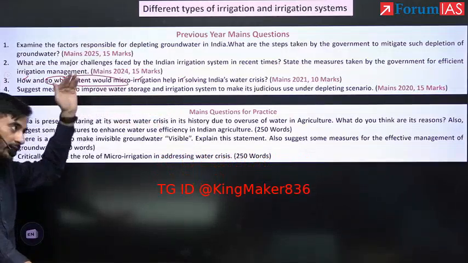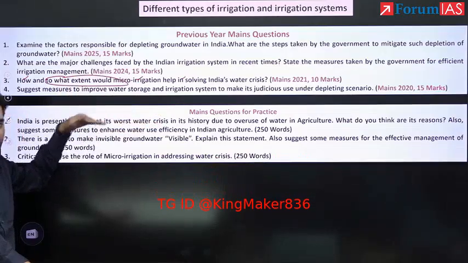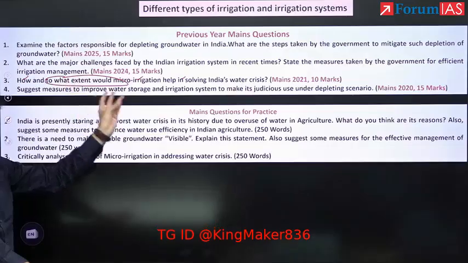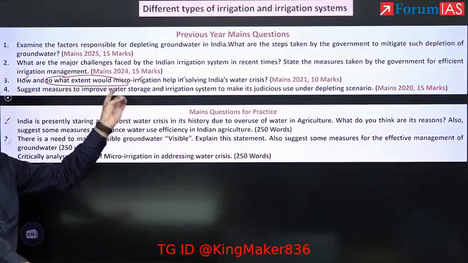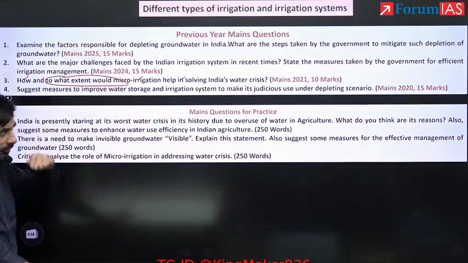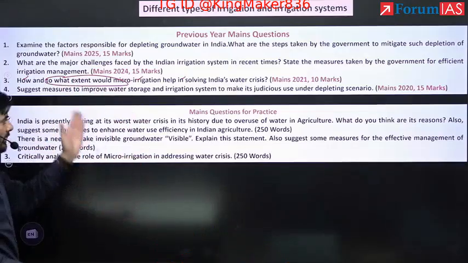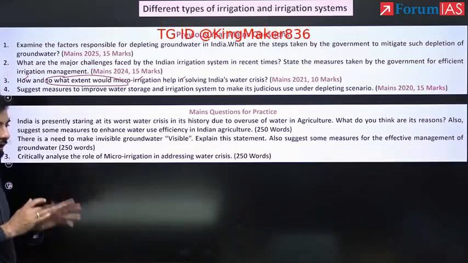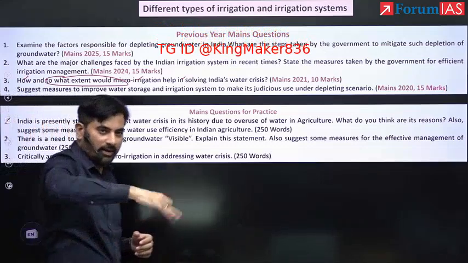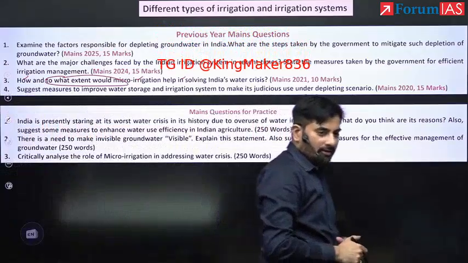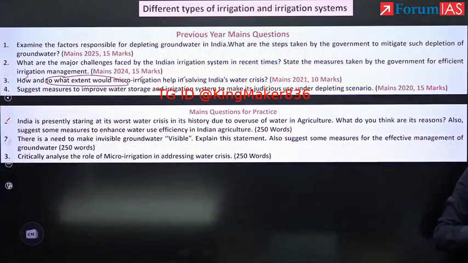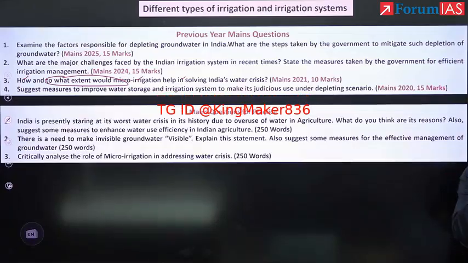Challenges, and whenever you write challenges I keep telling you क्या लिखना है उसके बाद. Initiatives. What initiatives? Two initiatives. Per drop, more crop, and the second one is micro irrigation fund. And finally, you need to take a stand whether micro irrigation can solve the water crisis. I told you micro irrigation alone cannot solve water crisis. It has to be supplemented with other strategies. That's it. आसान है?